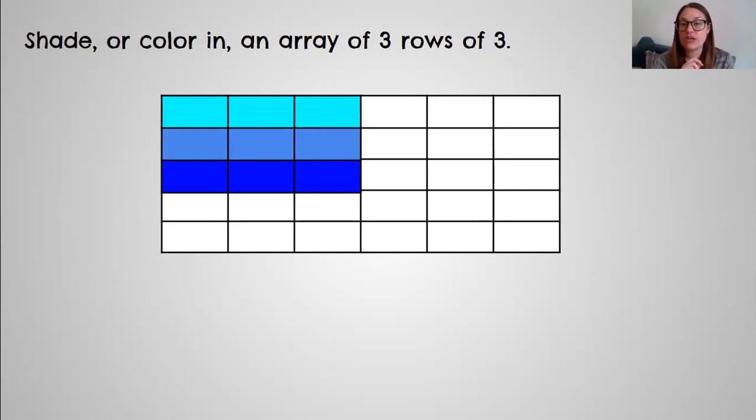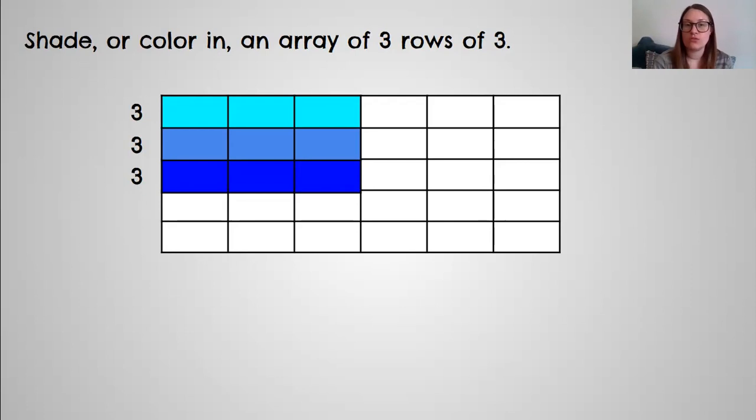Now I've chosen 3 different shades of blue just to represent the different rows. So you can see we have 1 row of 3, 2 rows of 3, 3 rows of 3. So there are certain things we know to be true about this array. This array has 3 rows with 3 square tiles in each row. If we were going to make a repeated addition equation to match this array, what might that look like?